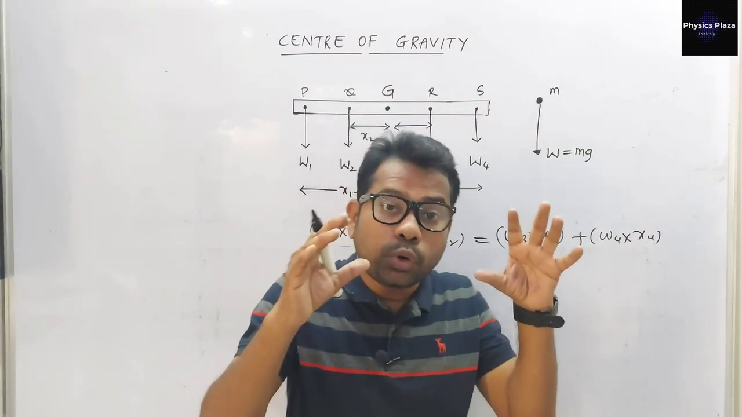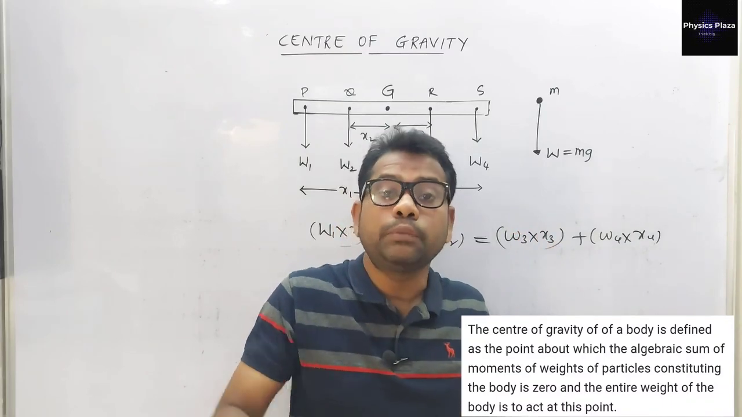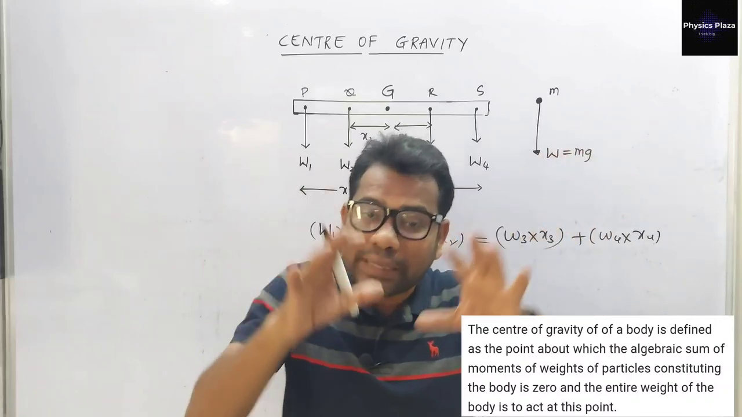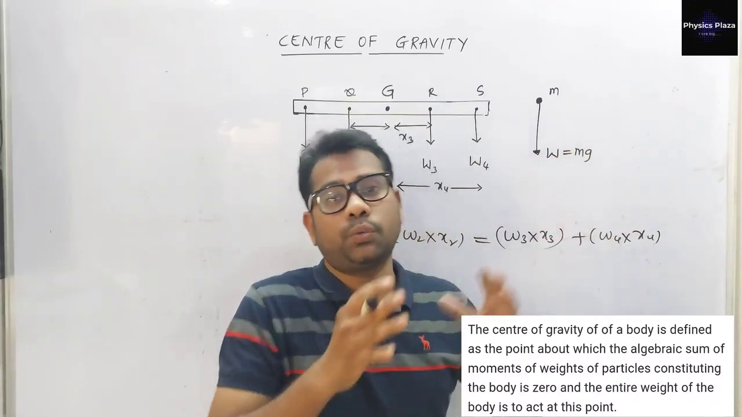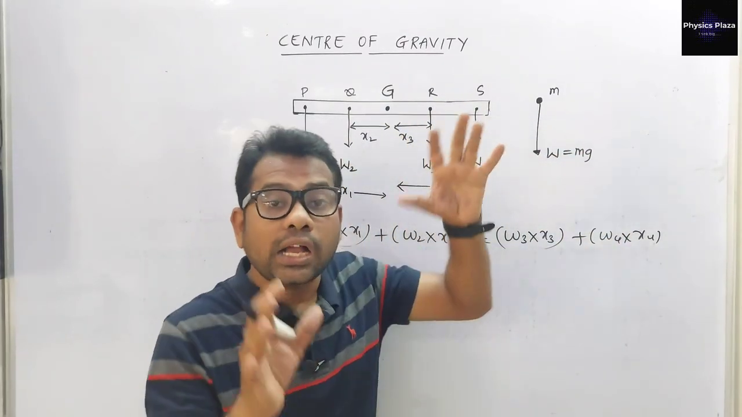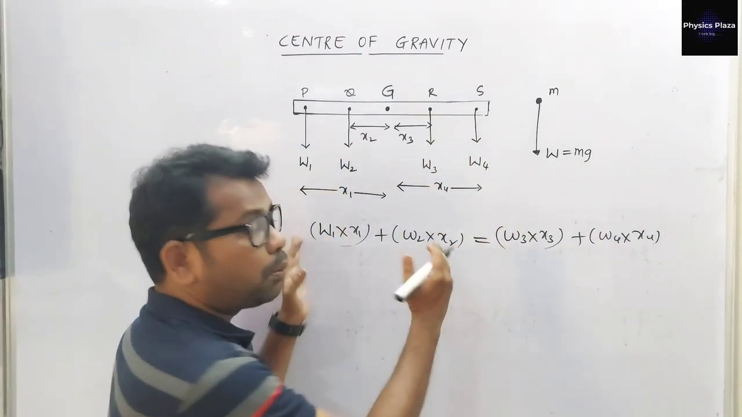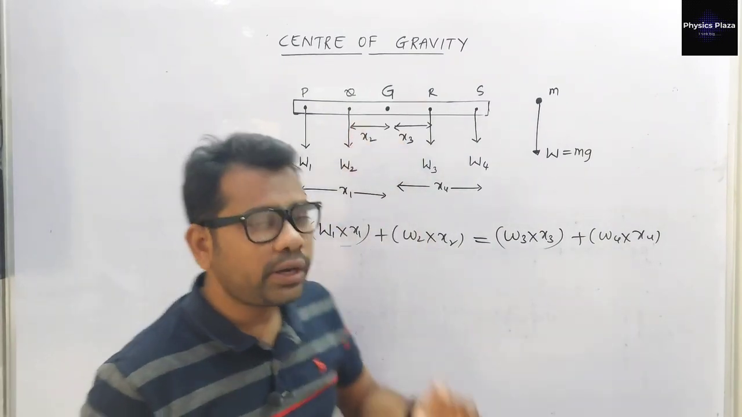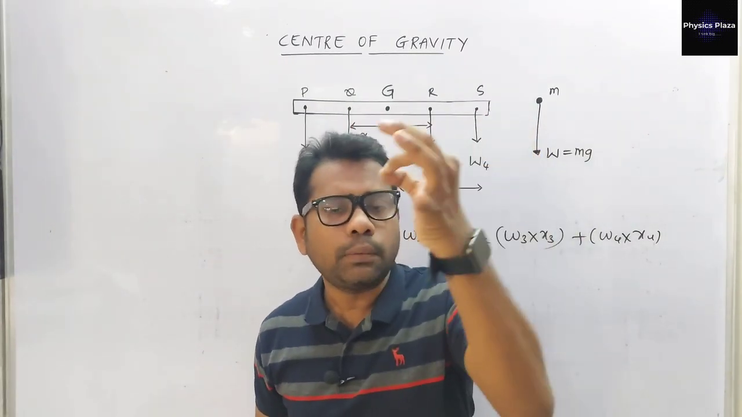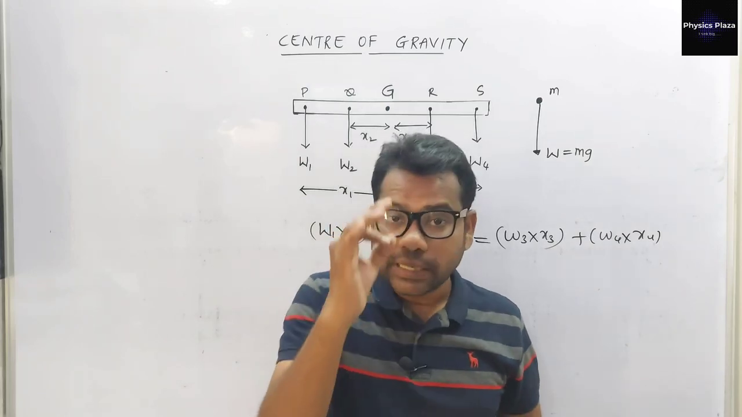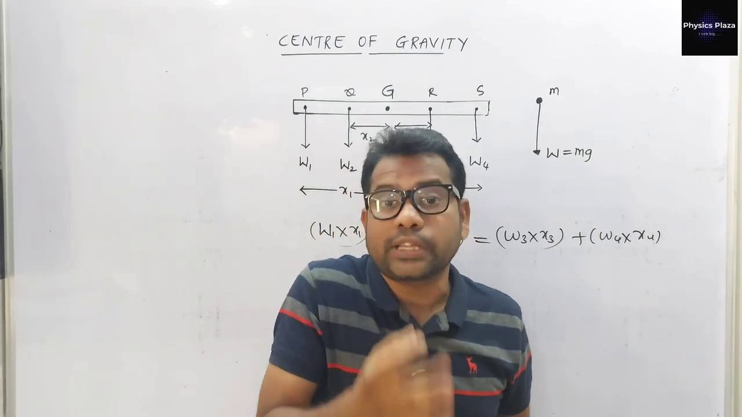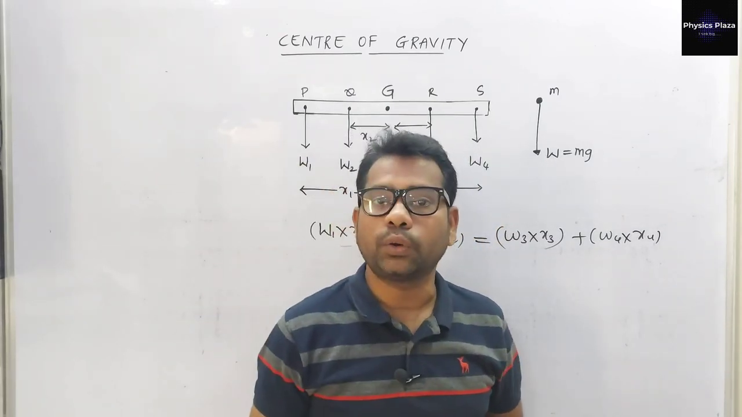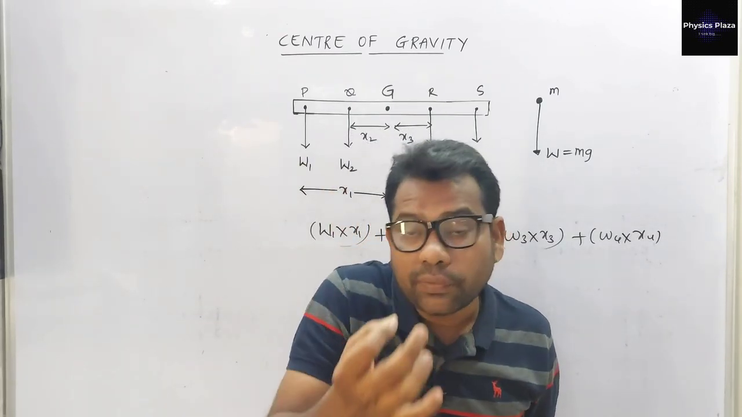The point about which the algebraic sum of the moments of weights of all the particles constituting the body is zero. About this point, children, the algebraic sum of anti-clockwise moments of weights must be equal to the clockwise moments of weights. So this is the point where the total weight of the body will act. At the center of gravity only, we assume that the total weight of the body acts. That point only we can call the center of gravity.